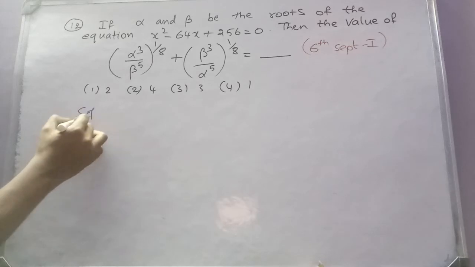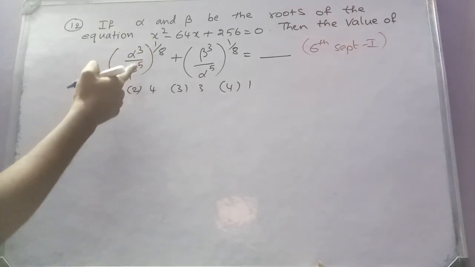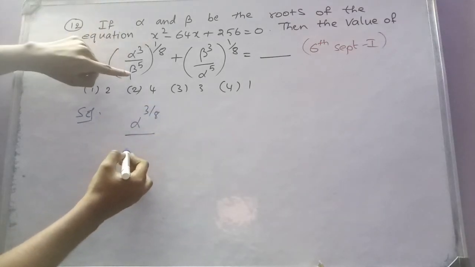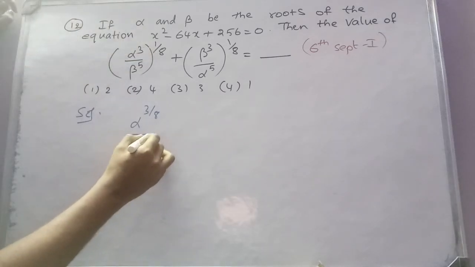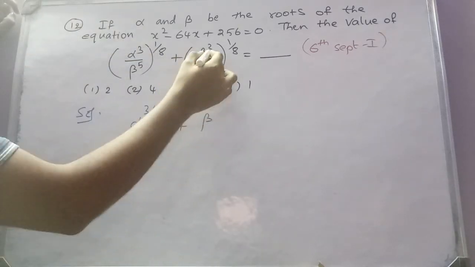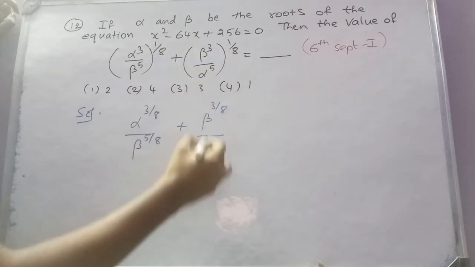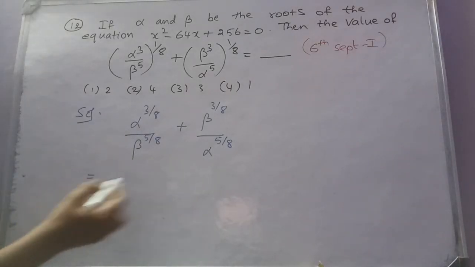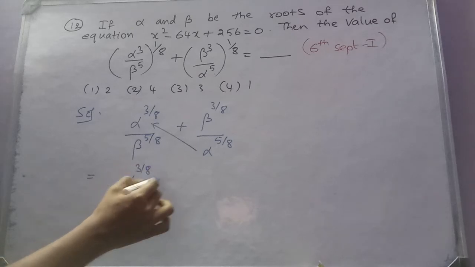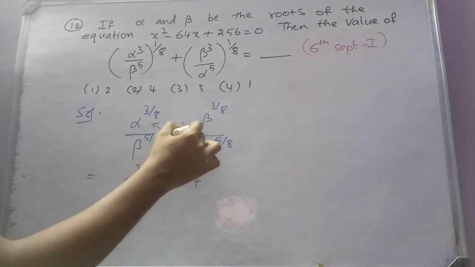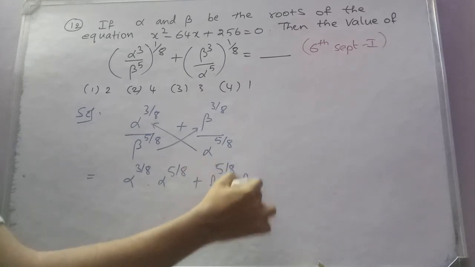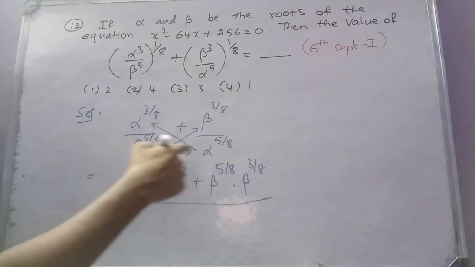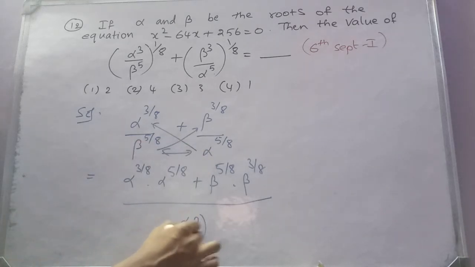Really? Let us see. So the power 1 by 8 can be separated to the numerator and denominator, right? So alpha cube power 1 by 8 is alpha power 3 by 8 and beta power 5 power 1 by 8 is beta power 5 by 8. And here also beta power 3 into 1 by 8 is 3 by 8 and alpha power 5 into 1 by 8 is 5 by 8. Let us take the common denominator. So what is it? Alpha power 3 by 8 into alpha power 5 by 8 plus beta power 5 by 8 into beta power 3 by 8 divided by the product of these two. So what is it? Beta power 5 by 8 into alpha power 5 by 8. That means alpha beta whole power 5 by 8.